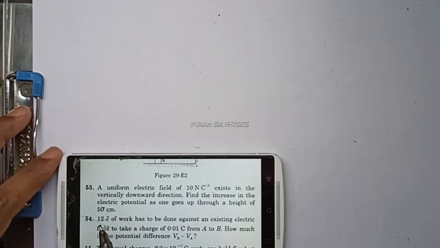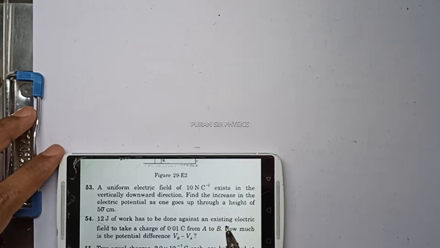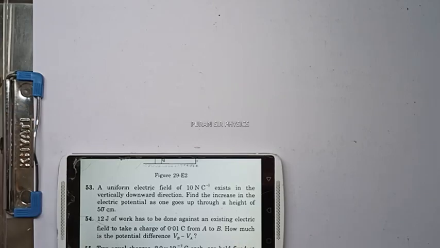In question number 54, 12 joules of work has to be done against an existing electric field to take a charge of 0.01 coulomb from A to B. How much is the potential difference?